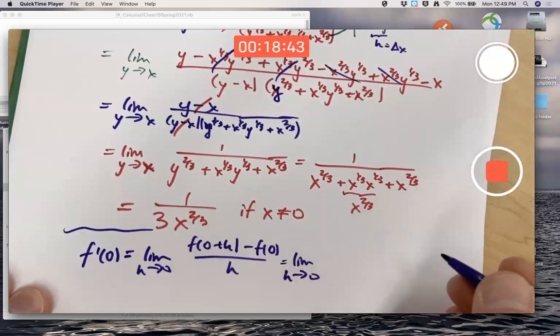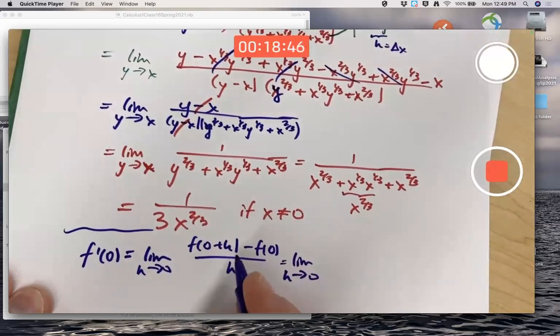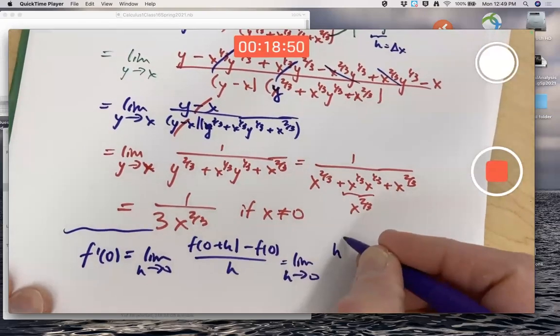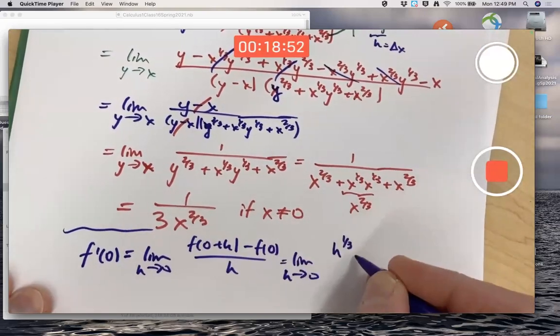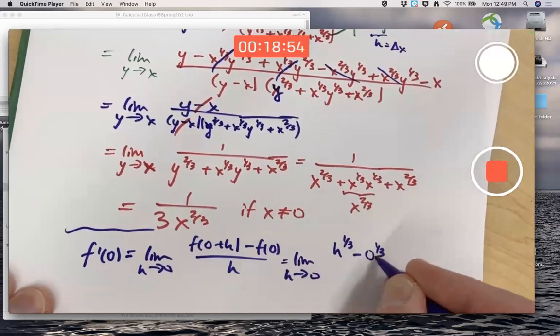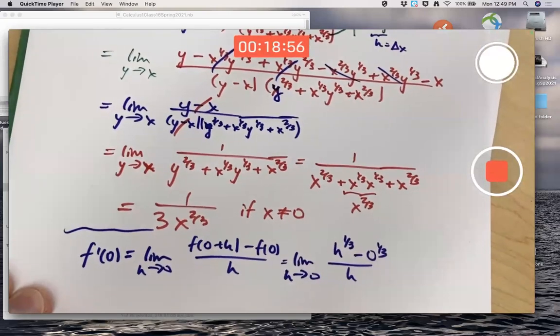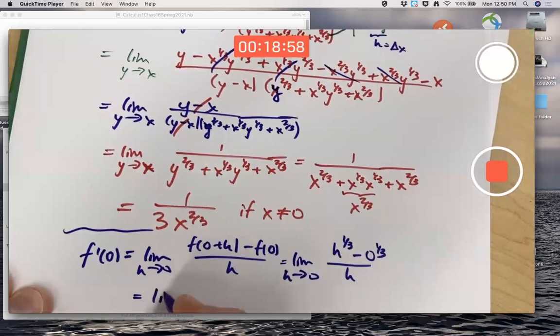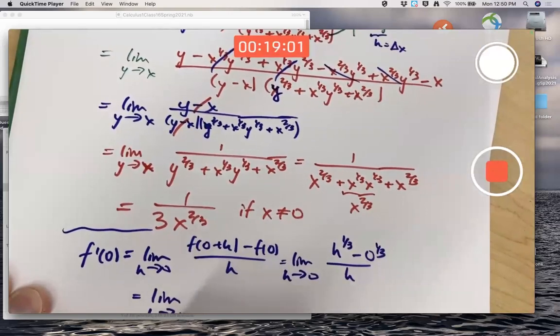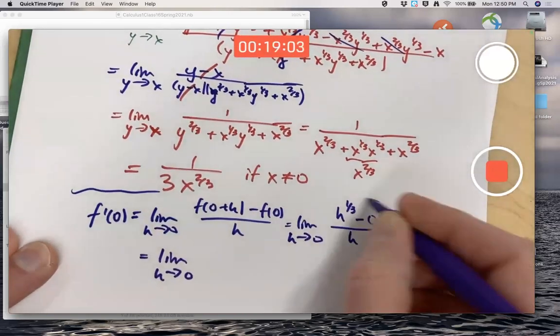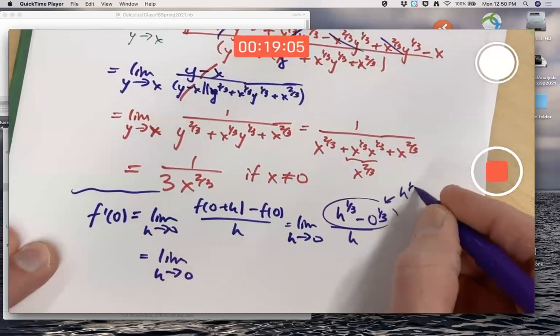The function is the cube root function. 0 plus h is h. f of h is the cube root of h, h to the 1/3. f of 0 is 0 to the 1/3. Simplify. This simplifies to h to the 1/3 divided by h, and then I can subtract exponents.